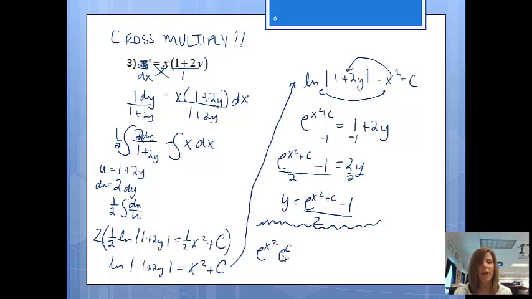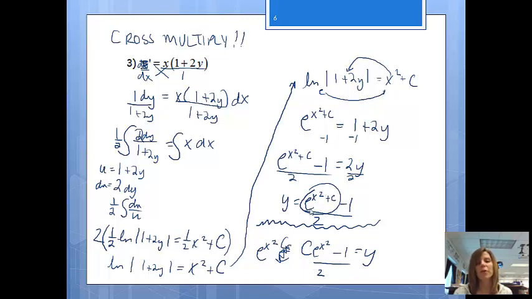Okay, from here, just like I said, 2 times a constant is still just a constant. e to a constant is still just a constant. So another way of writing this problem would just be c e to the x squared. And we still have the minus 1 over 2, and it still equals y.